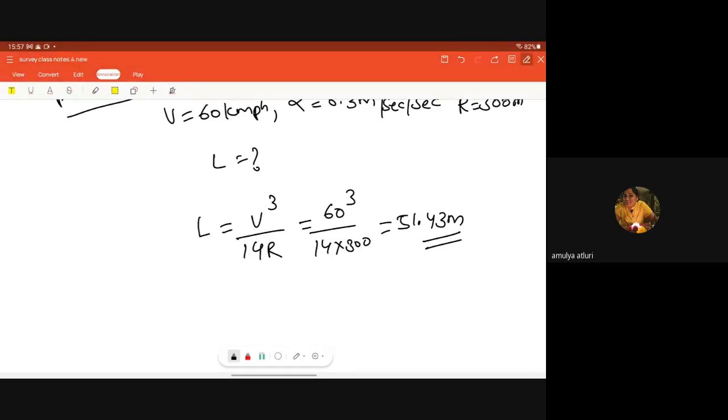So till now we have covered curves, both horizontal and vertical curves. We dealt with the previous GATE problems also.